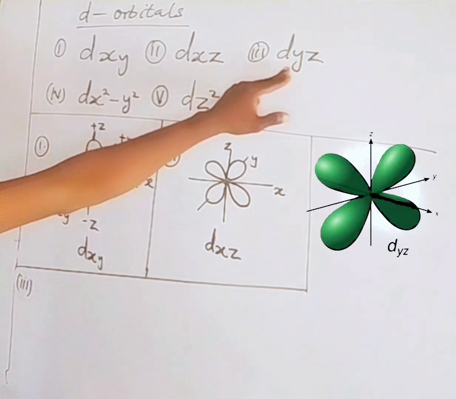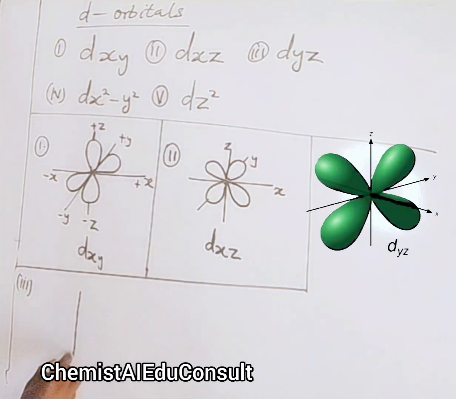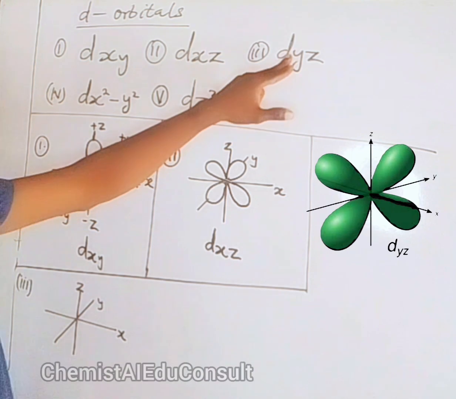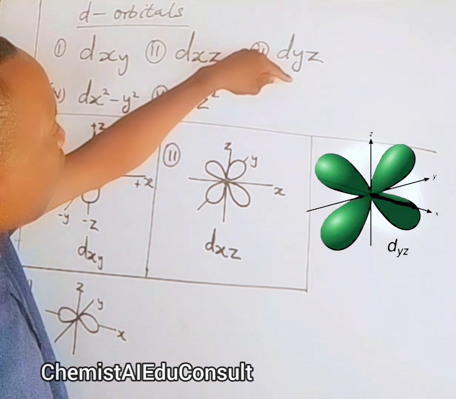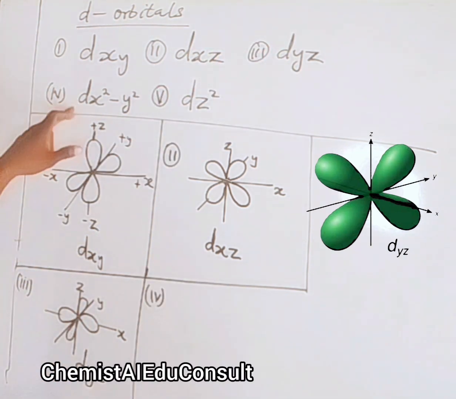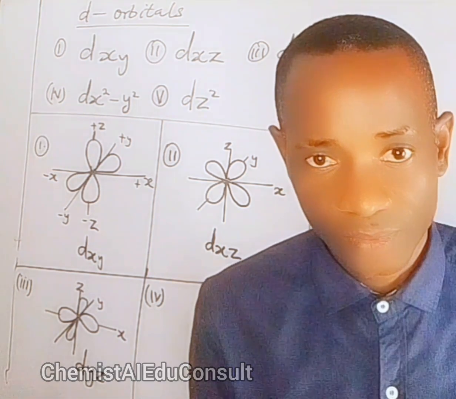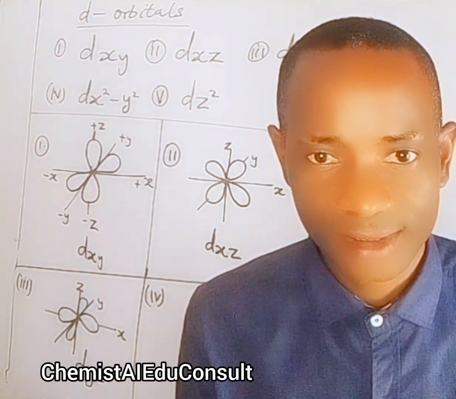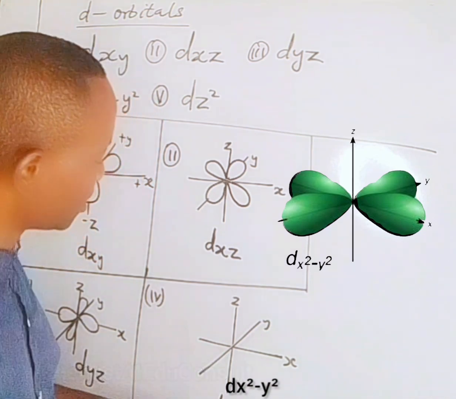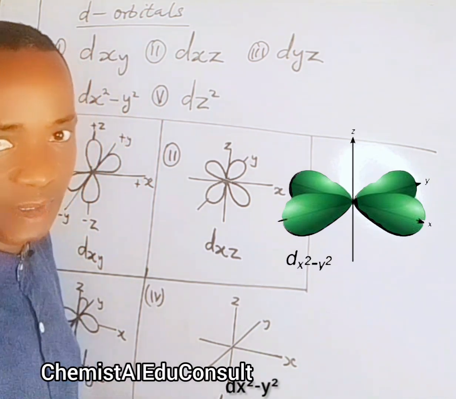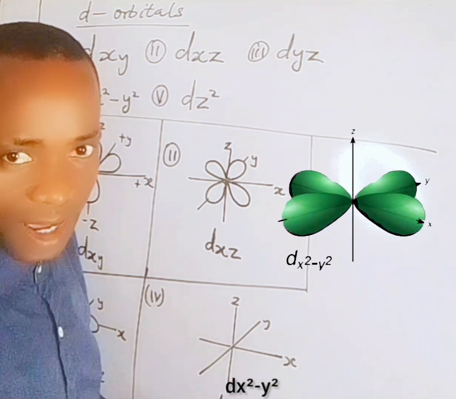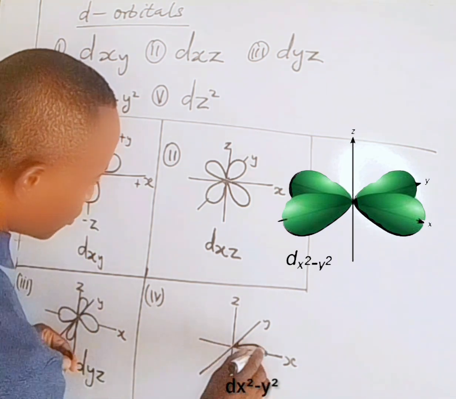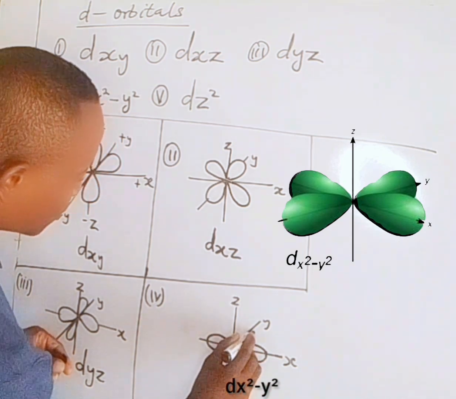Number 3, that is dyz orbital. We draw the space. The same logic goes yz. There is no x. So the first dumbbell is going on x, and the second dumbbell is going in between y and z. Dx squared by y squared. Now, from this number 4, we are going to change logic. The logic is this. Since both x and y are squared, you put both dumbbell shapes on x and y axis because they are squared. So one goes on x and the second one goes on y.